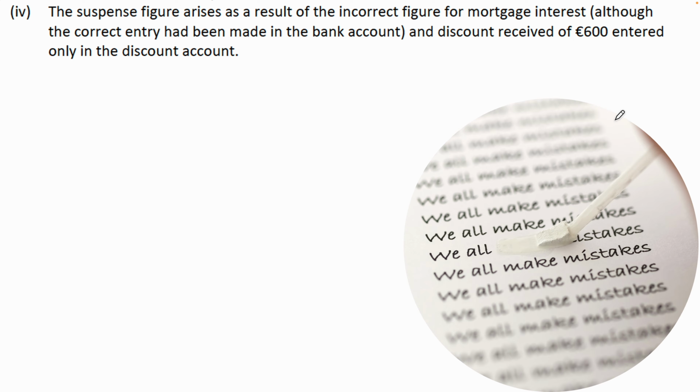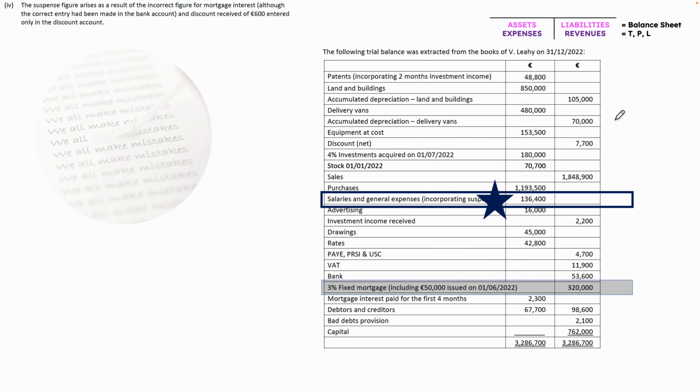So part 4, the suspense figure arises as a result of the incorrect figure for mortgage interest, although the correct entry had been made in the bank account, and discount received of €600 entered only in the discount account. Okay, so we are going to use our trial balance to help us here. So the suspense figure arises as a result of the incorrect figure for mortgage interest, but the correct entry was made in the bank account, so we don't have to touch the bank account. So we're just going to look at our mortgage interest paid.